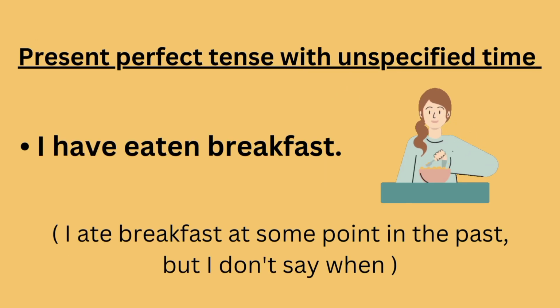When we use the present perfect tense with an unspecified time, we are indicating that an action happened at some point in the past, but we are not saying exactly when. Let's understand with example. I have eaten breakfast. It means I ate breakfast at some point in the past, but I don't say when.